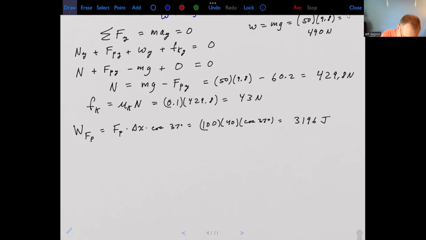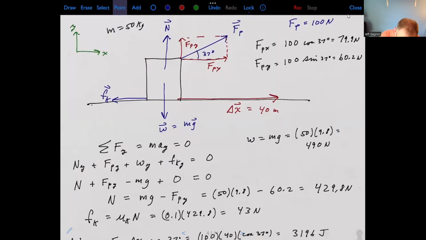And notice here, it's only the x component that really matters, right? If you do Fp times cosine of 37, that's Fpx, that's the x component, because that's the parallel component. That's the component of that force, right? This x component that's in the same direction as the displacement. That's the only one that matters, the ones that are in the direction of the displacement, right? Or opposite direction. But if it's perpendicular, it's not going to matter, and we'll see that in a minute here.